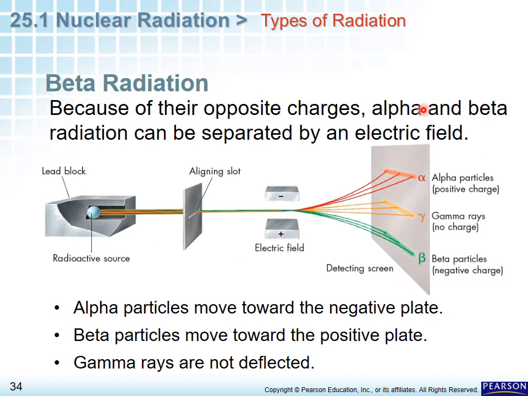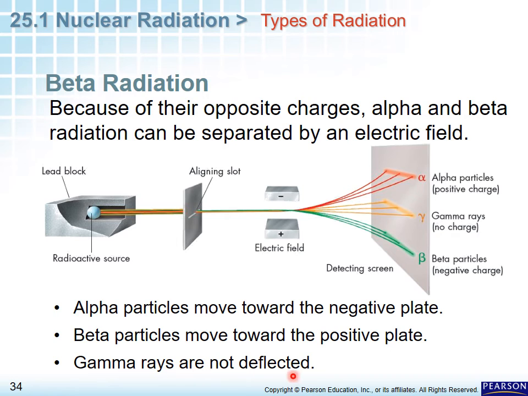Because of their opposite charge, alpha and beta radiation can be separated by an electric field. You can see here, suppose this is the radioactive source, then the slot, and from the slot the radiation comes out, then the electric field is positive and negative. Alpha particles move towards the negative plate because alpha has a positive charge. Beta particles move towards the positive plate because beta has a negative charge and is attracted by the positive.